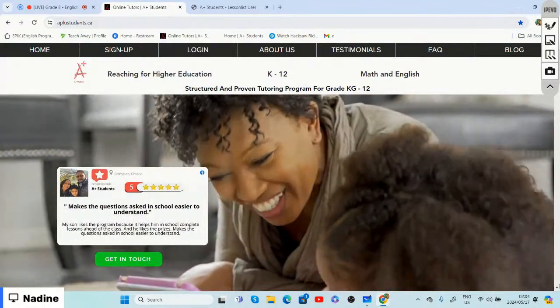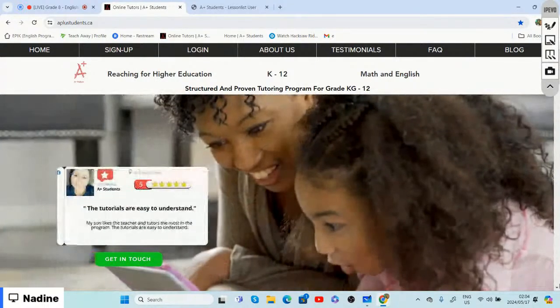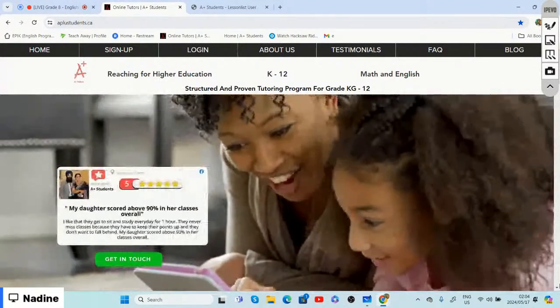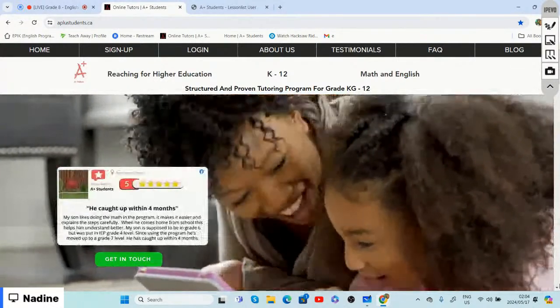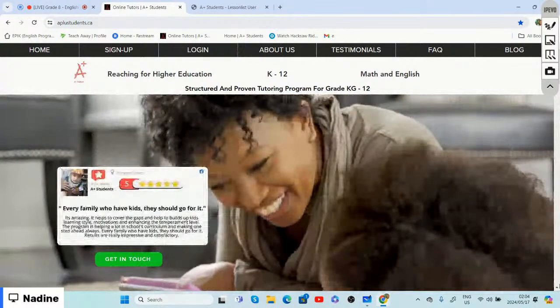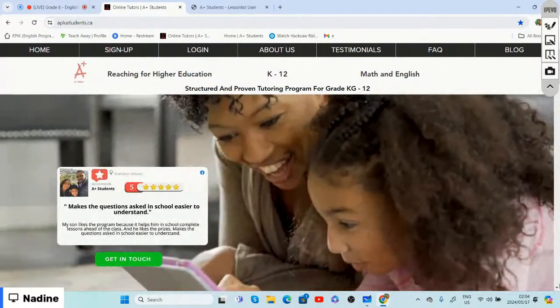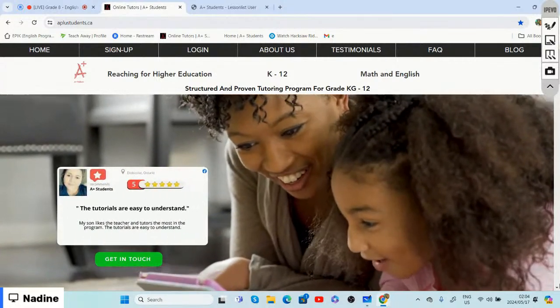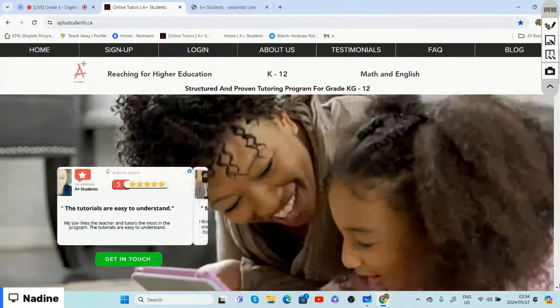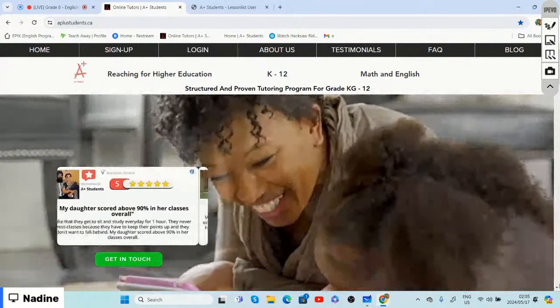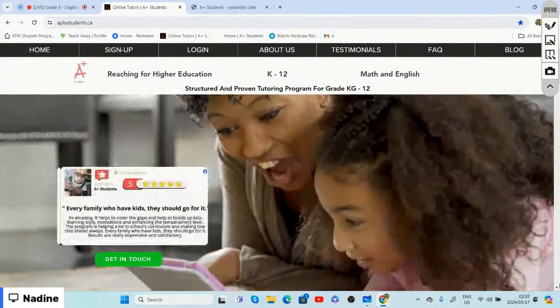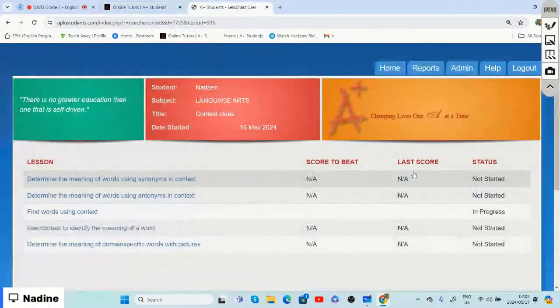So this is our list, our chapter grade 8. We are on aplusstudents.ca. Once we've logged on with our username as well as our password, we're going to select the subject of English Language Arts, grade 8, and then scroll down until we get to the chapter of context clues. In our previous lesson, we did context clues, and now we are going to continue with the rest of the lessons on context clues.